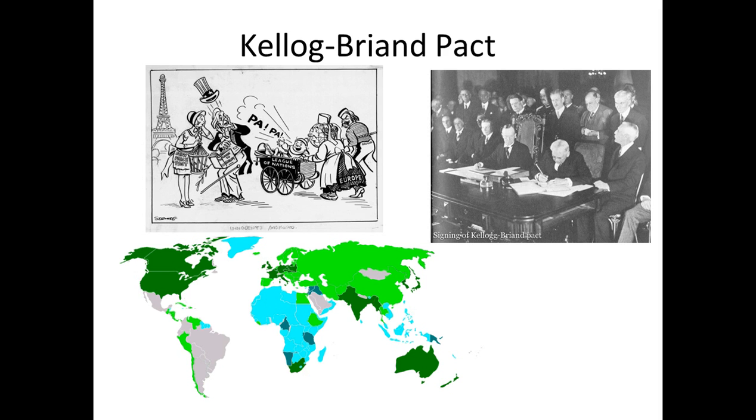The Five-Power Pact of 1922 sets ratios. For every 5 tons of British and American ships, Japan can have 3 tons. And France and Italy can have 1.75 tons.